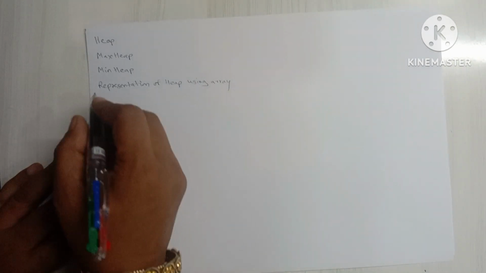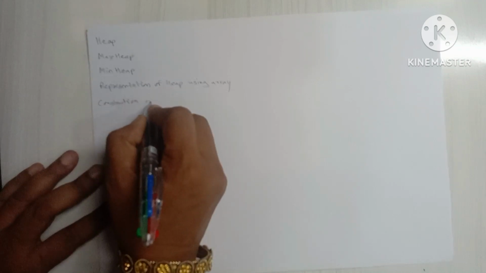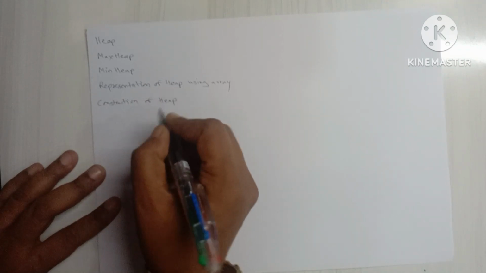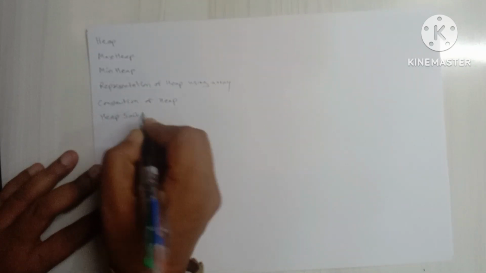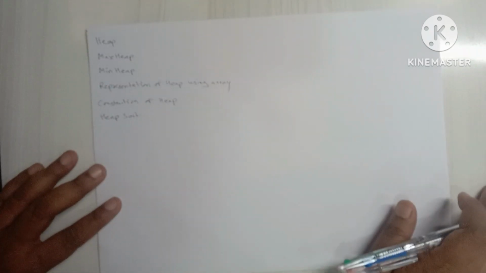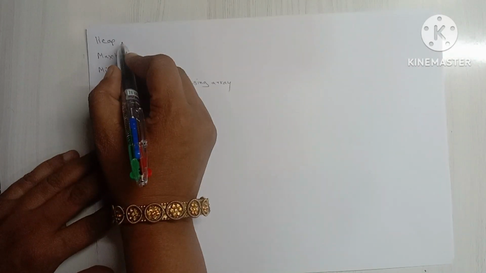Then we will see how we can construct heap, that is construction of heap. And after that we will see heap sort. We can sort particular numbers by using this heap property. So let's have a look regarding heap sort.